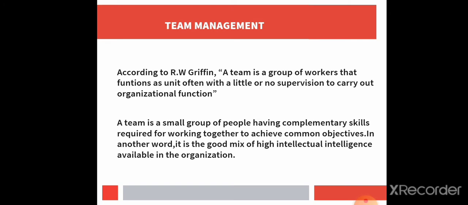Now I'm going to give you the concept about team. According to R.W. Griffin, a team is a group of workers that functions as a unit, often with little or no supervision, to carry out organizational functions. It means a team is a small group of people having complementary skills required for working together to achieve common objectives. In other words, it is a good mix of high intellectual intelligence available in the organization.